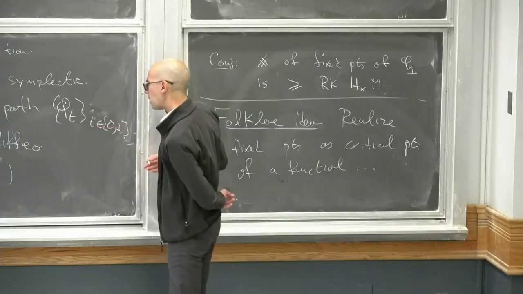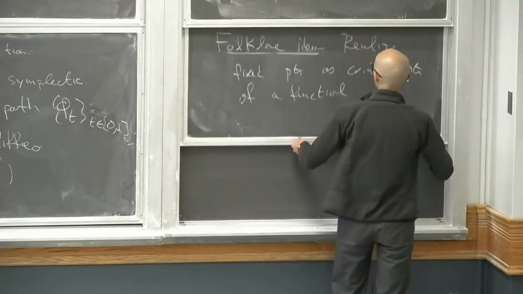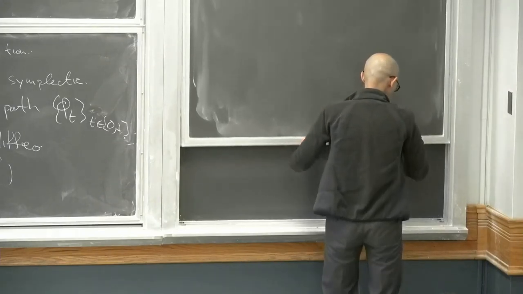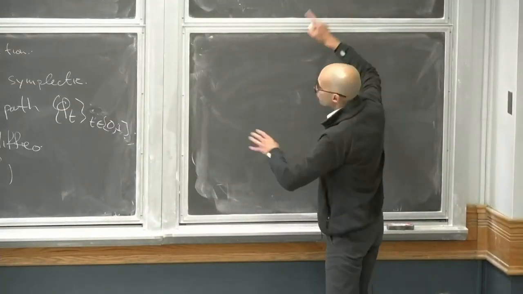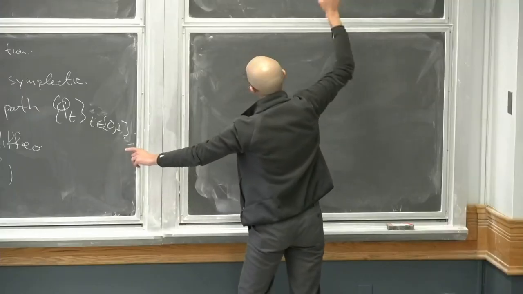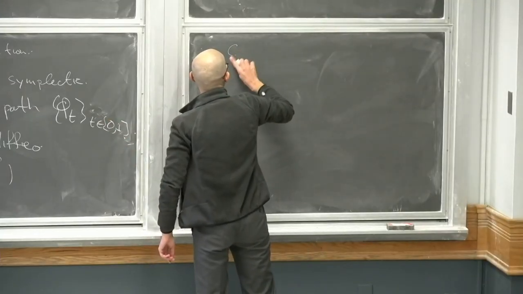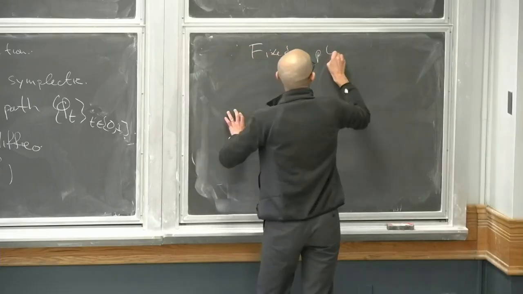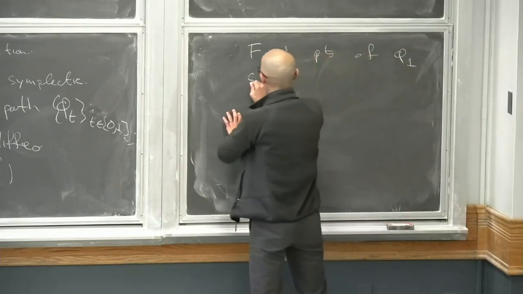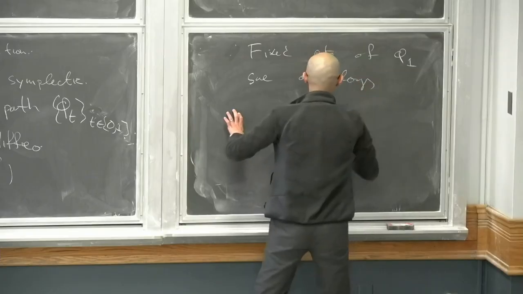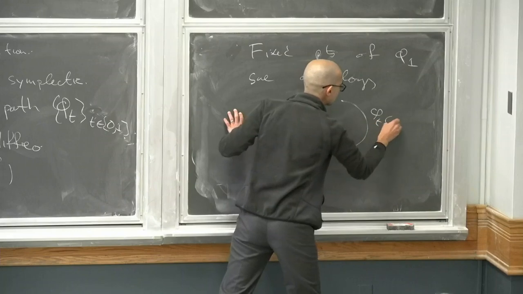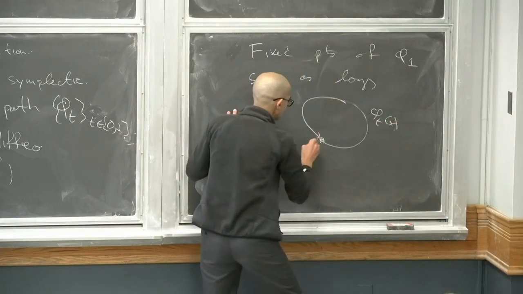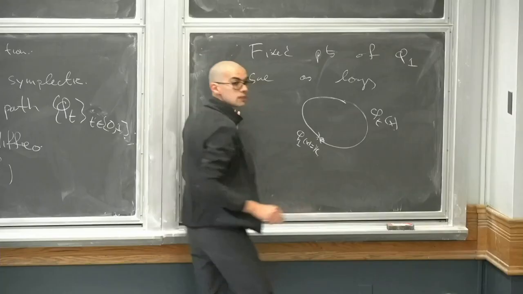Now, let me just say something more precise. If you know that phi1 is the endpoint of a path, the fixed points of phi1 are the same as loops that go like this. So you start at some point x, and you traverse phi t of x, and when you come all the way to the end, you're back at phi1 of x equals x.